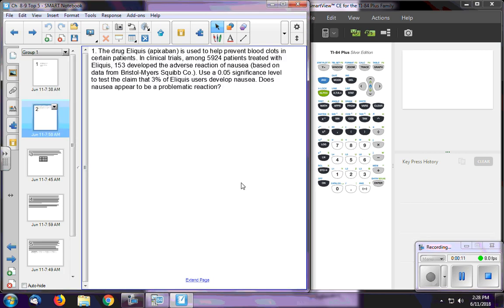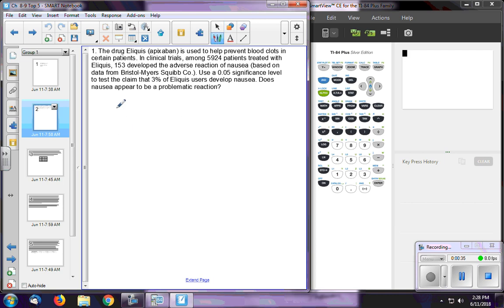The drug Eliquis is used to help prevent blood clots in certain patients. In clinical trials, among 5,924 patients treated with Eliquis, 153 developed the adverse reaction of nausea. Use a 0.05 significance level to test the claim that 3% of Eliquis users develop nausea. Does nausea appear to be a problematic reaction?